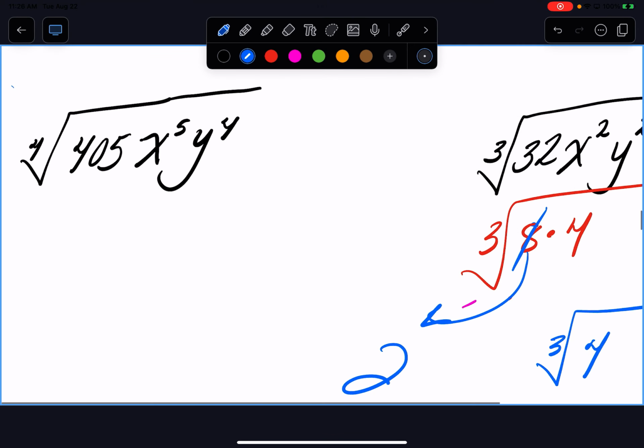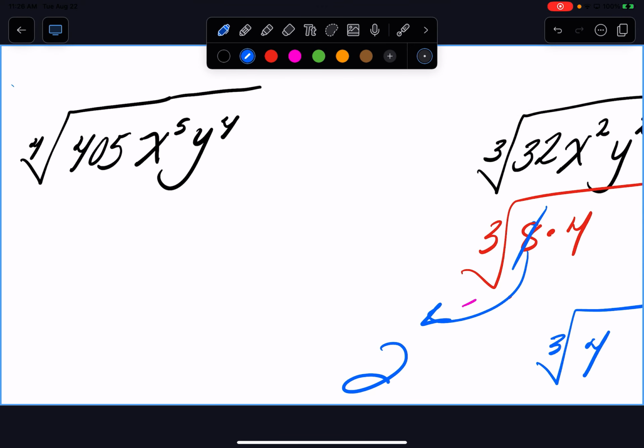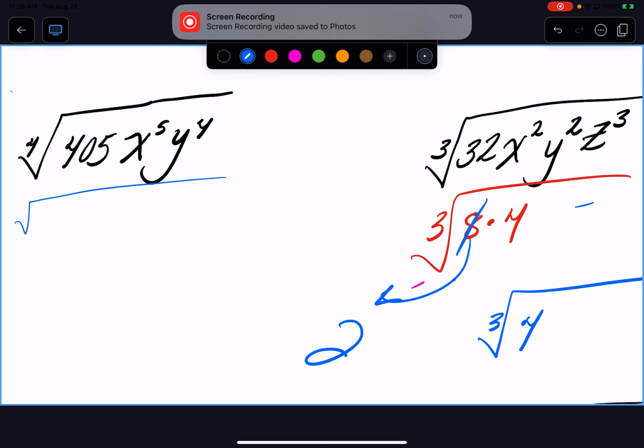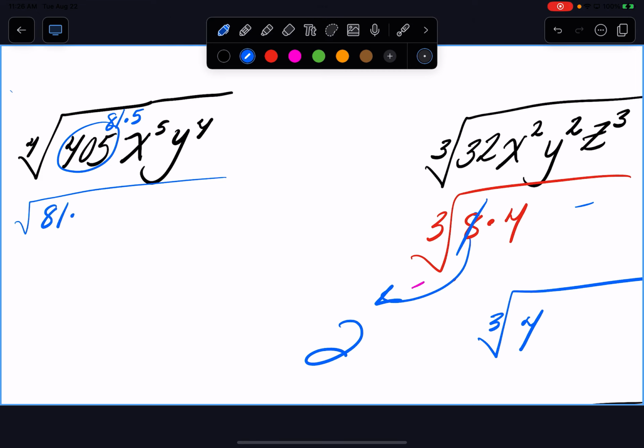Okay, right here, what did you do? There's many ways to go. Did you break up 405 into a factor tree? Not a tree. I don't do the tree thing. What is 405? What factors did you pick? 81 times 5. Okay. 81 times 5, and then you have x to the 5th, y to the 4th.